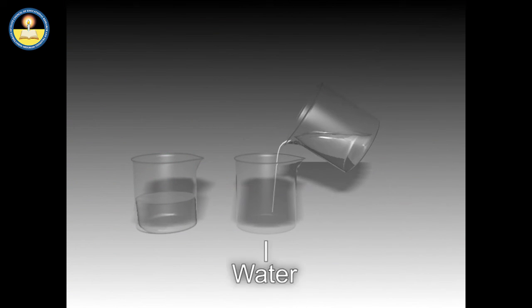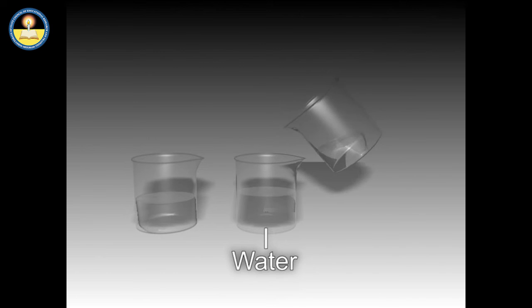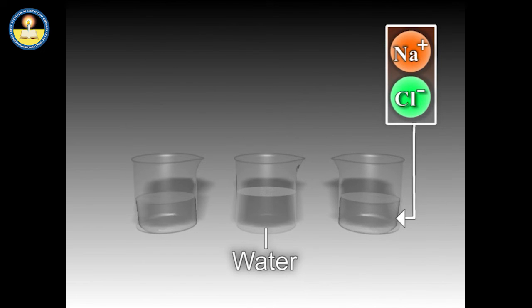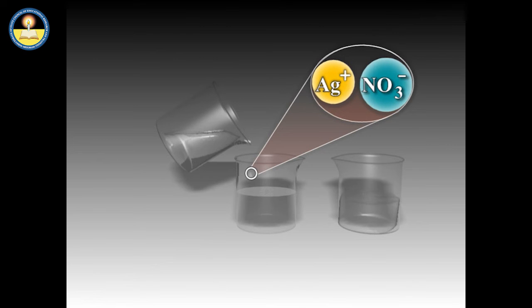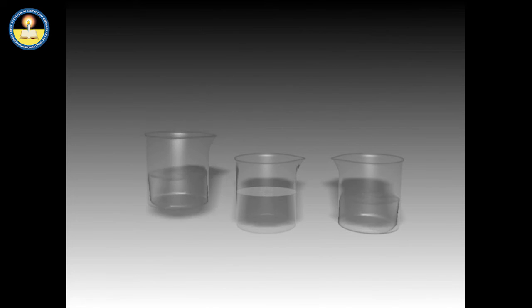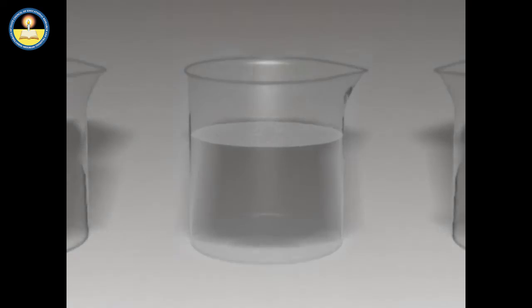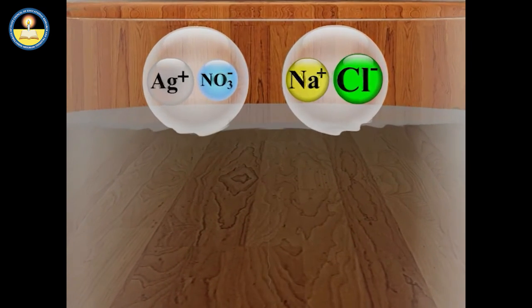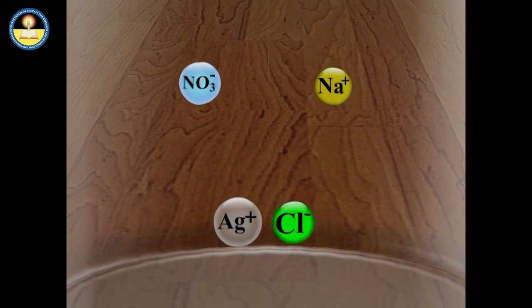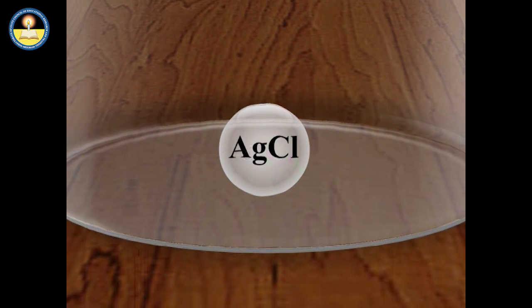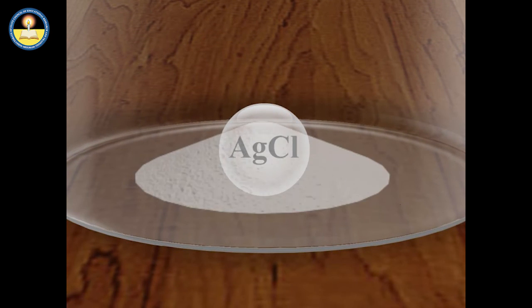A solution of table salt in water already contains sodium ions and chloride ions. If we add a drop of silver nitrate solution, which contains silver ions and nitrate ions, the reaction takes place instantaneously. Silver ion combines with the chloride ion to form silver chloride, which is obtained as a white precipitate.